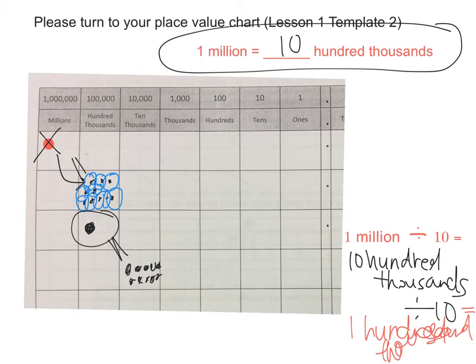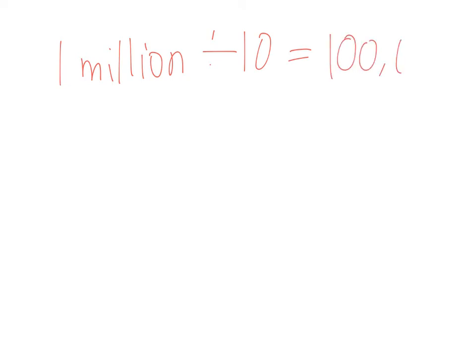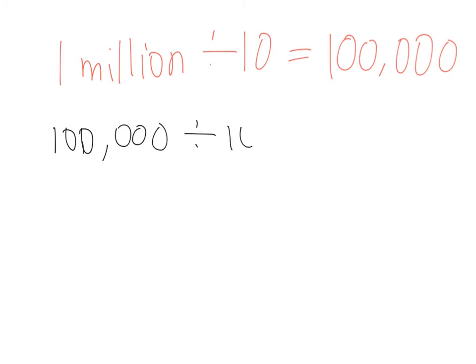Akshay? 1 10,000. So in your notebook, I want you to write down that 1 million divided by 10 is equal to 100,000. In your notebook, go ahead and write 100,000 divided by 10 equals 10,000.